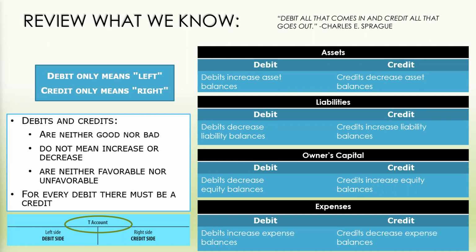For a T account, the left side is the debit side, while the right side is the credit side. Remember, debit all that comes in and credit all that goes out. As a real quick reminder, for assets, debits increase those, credits decrease those. For liabilities, a debit will decrease those accounts and a credit will increase those accounts. Owner's equity, debits decrease, credits increase. For expenses, a debit will increase those accounts while a credit decreases expense accounts.